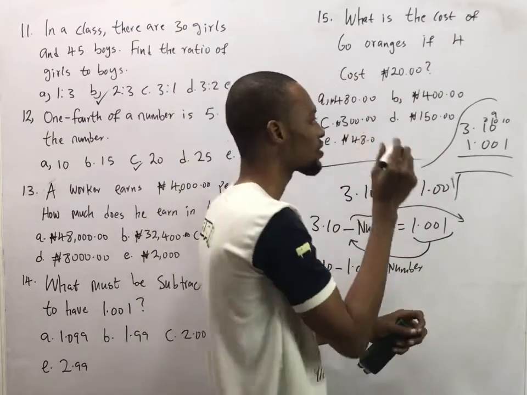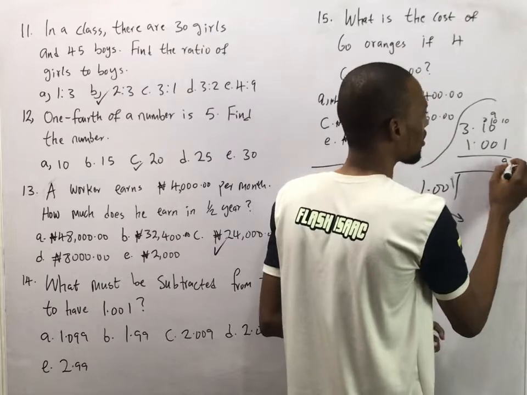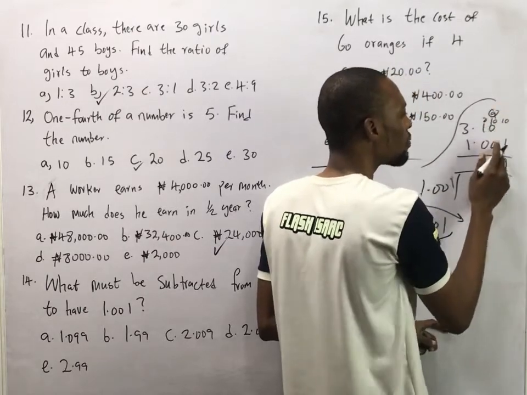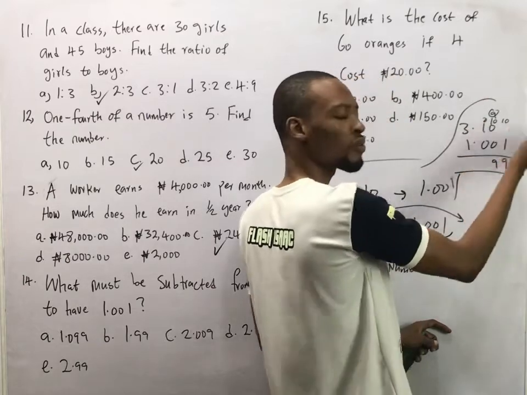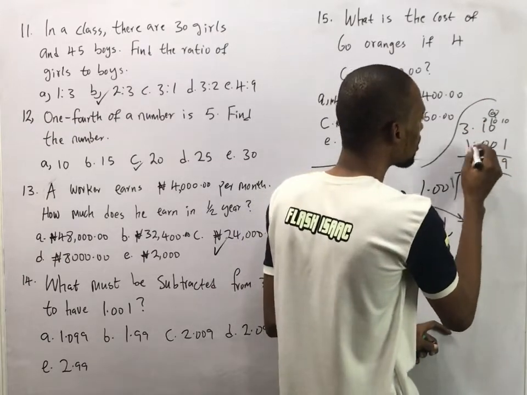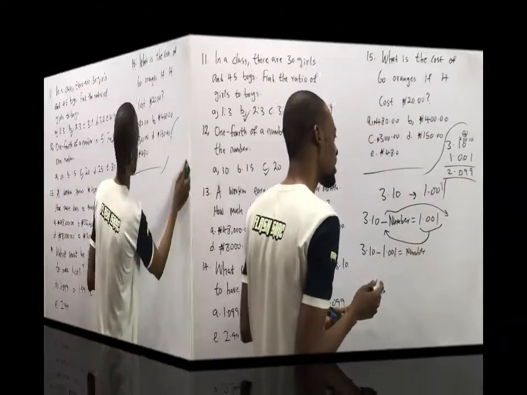So in that case, 10 minus 1 is 9. The 9 that is left here minus 0 is 9. Here is left with 0 because we borrowed 1. So here is 0. 3 minus 1 is 2. So the answer is 2.099.